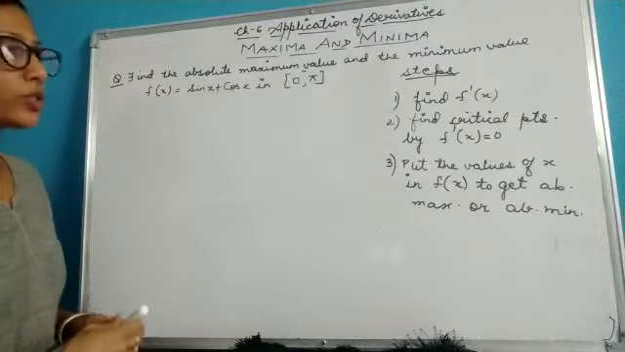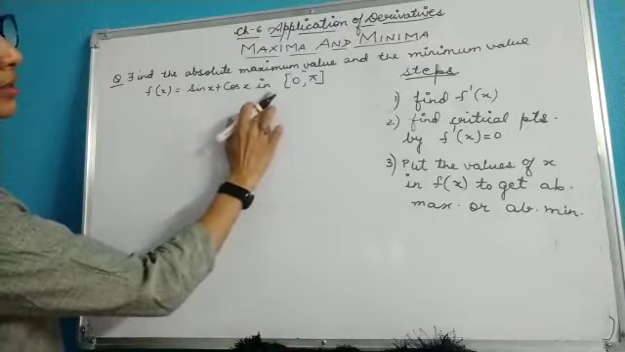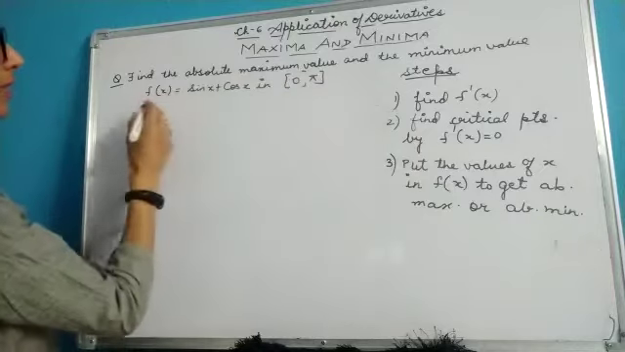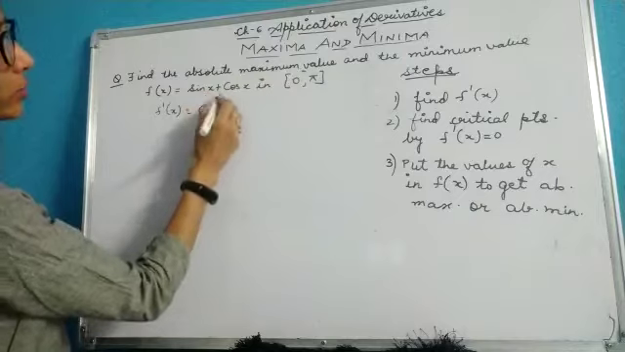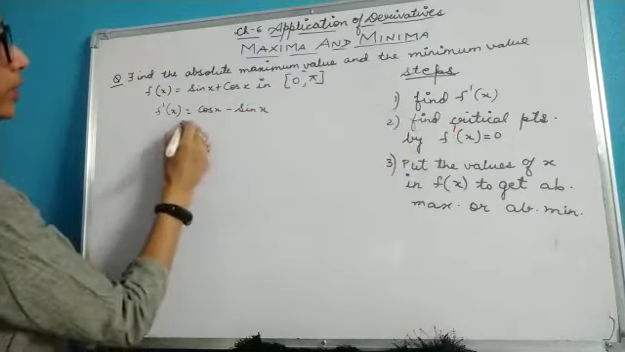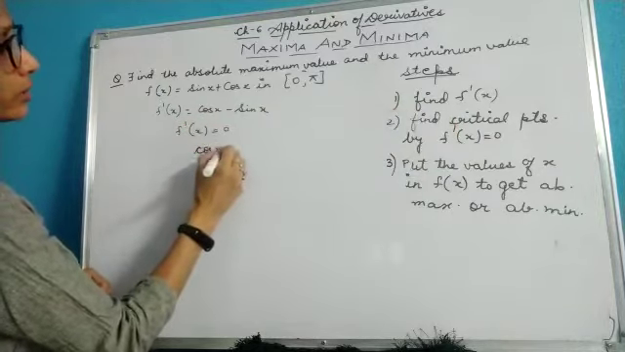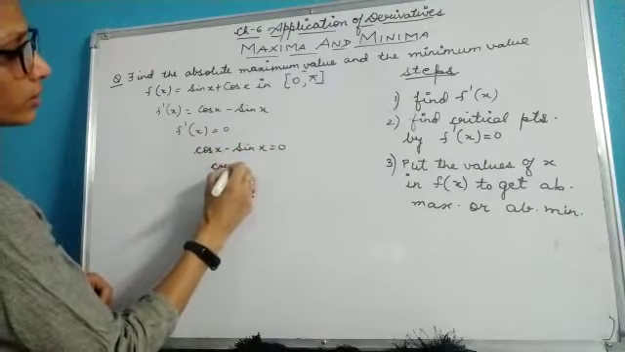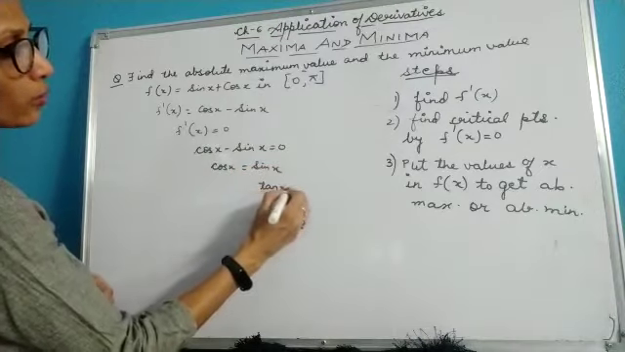Let's see this question, children. Here you are given with function as sin x plus cos x in the closed interval 0 to pi. So first step, find f dash x. So I am finding f dash x, derivative of sin x is cos x and of cos x is minus sin x. Now find critical points. So I will be equating f dash x equal to 0. So this is cos x minus sin x equal to 0, or I can say cos x equal to sin x, or I can say tan x equal to 1.